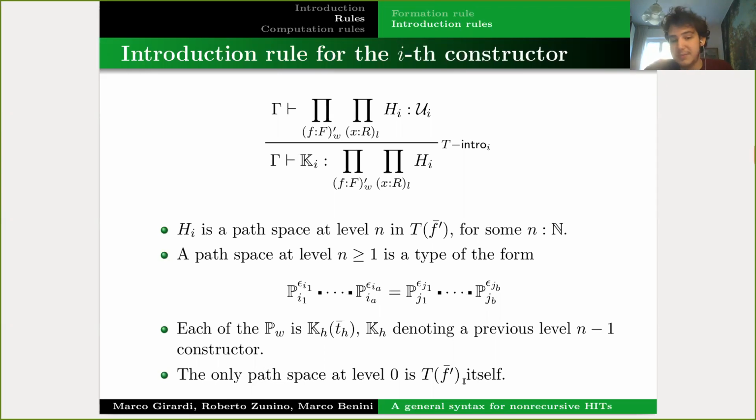At level 0, there is only one path space, which is T itself. In that case, we are constructing points of the type we are defining, and so it's just the type itself.